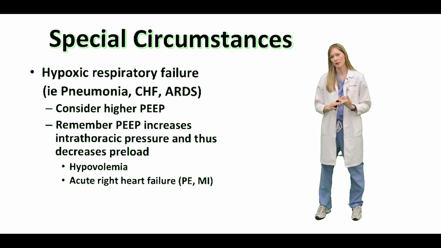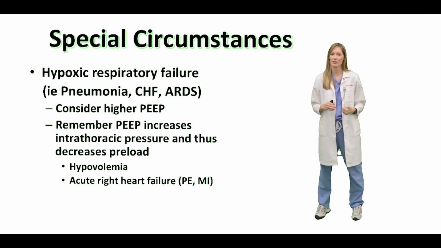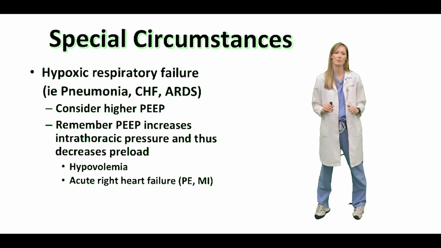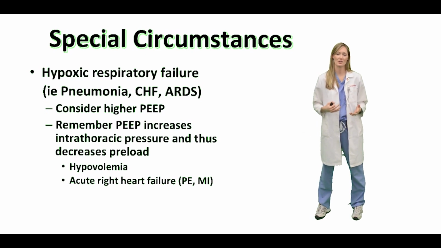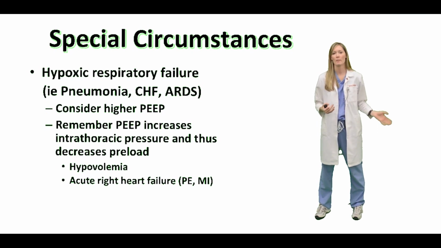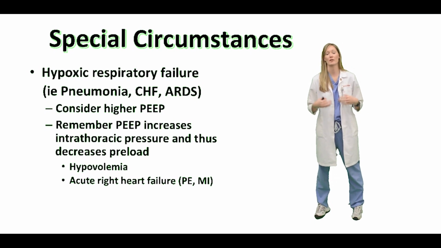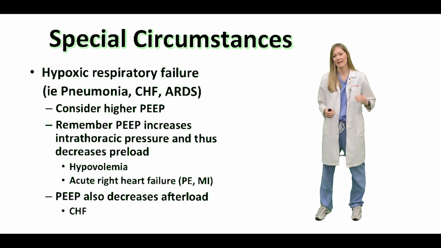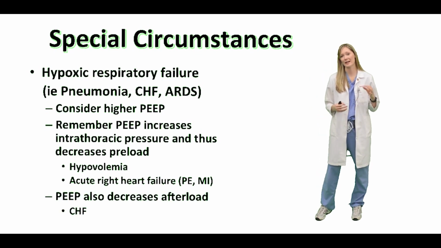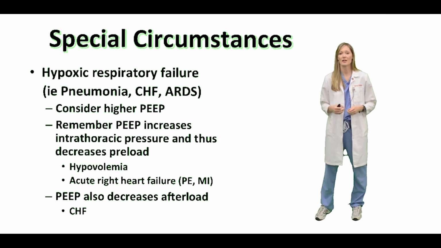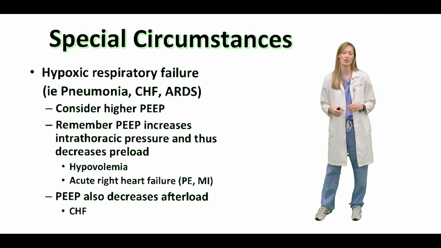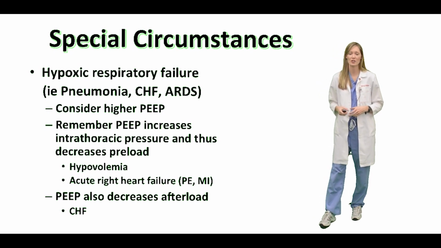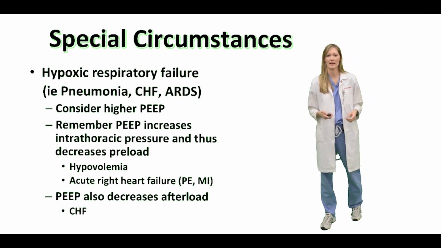So very preload-sensitive patients, such as a patient in shock, are not going to appreciate an increased PEEP, and I typically try to get them resuscitated as much as possible before I start turning up their PEEP so that I don't worsen their hypotension. It's also important, again, to realize that you decrease afterload as well, so slightly higher PEEPs, 8 to 10 range, can be very helpful in patients with congestive heart failure in exacerbation because you'll offload the heart with a slightly higher PEEP.